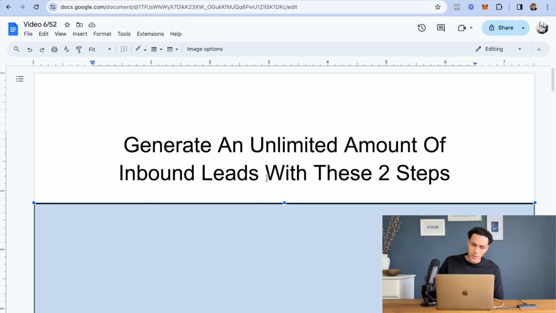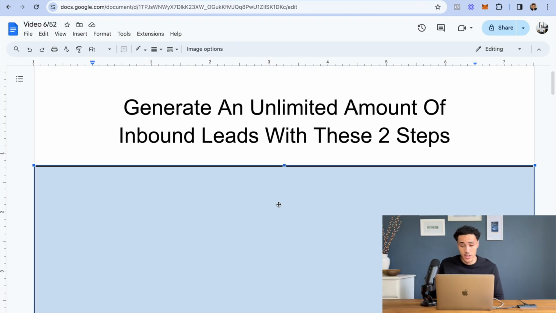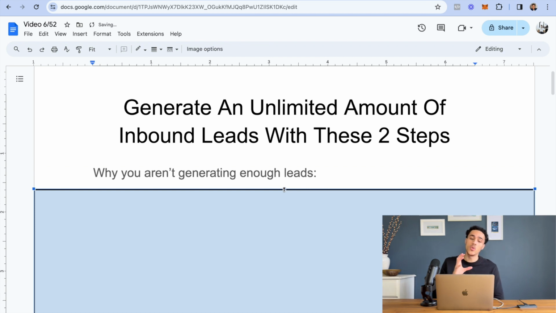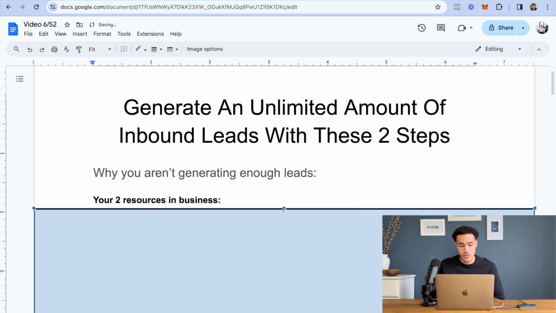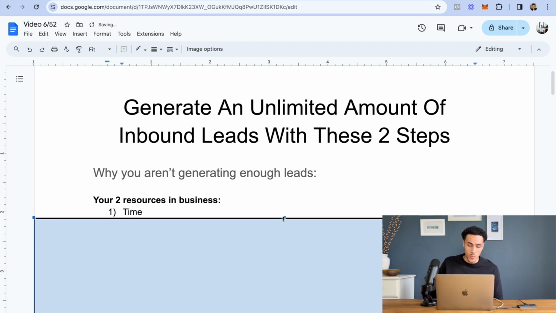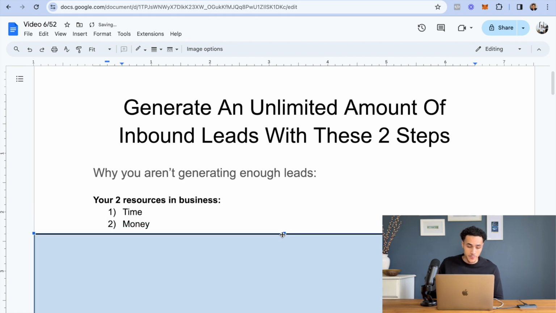Now, before I get into how to generate an unlimited amount of inbound leads with these two steps, I first want to touch on why you aren't generating enough leads and why most of the bottlenecks in your business are happening. I want to touch on your two resources in business. In business, you have two resources, okay? One of them is time, and one of them is money, okay?